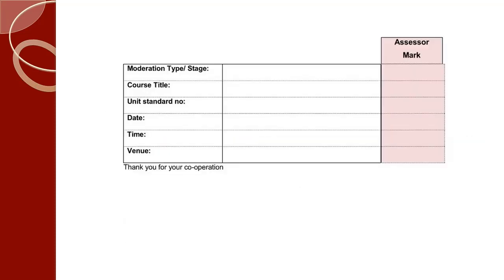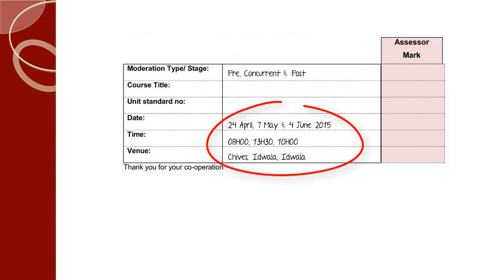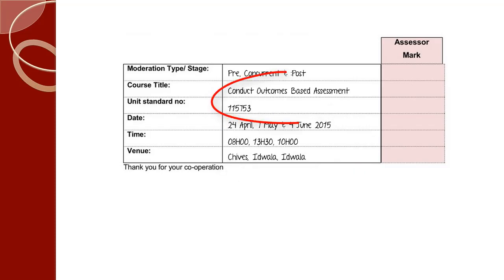The third block on this page provides the assessor with the details of the moderation. The stage includes all three stages. The dates, times and venues correspond with these specific stages. You report the order of the dates, times and venues in exactly the same order as the stages. Then the unit standard number and title is the learning program that you must moderate as provided in the mock evidence. Ensure understanding of this and do not simply copy and paste the information.